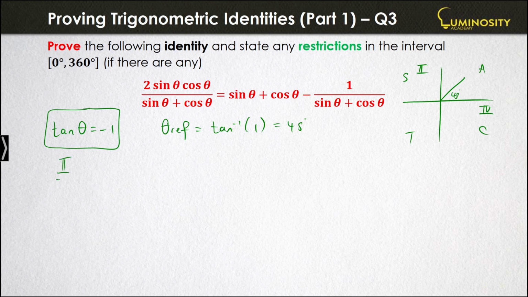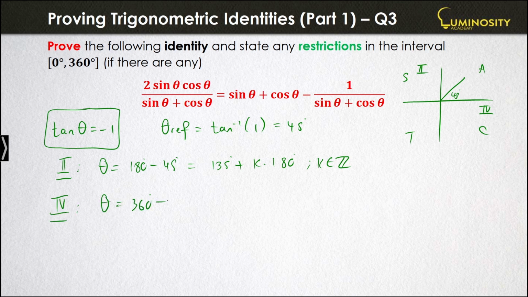So therefore, in the second quadrant, your solution is theta is 180 degrees minus the reference angle, which is equal to 135 degrees, plus k times the period of tan, which is 180 degrees, where k is an integer. Or the fourth quadrant solution is going to be when theta is 360 degrees minus the reference angle. So that's going to be 315 degrees plus k times 180, where k is an integer. So those are the general solutions.